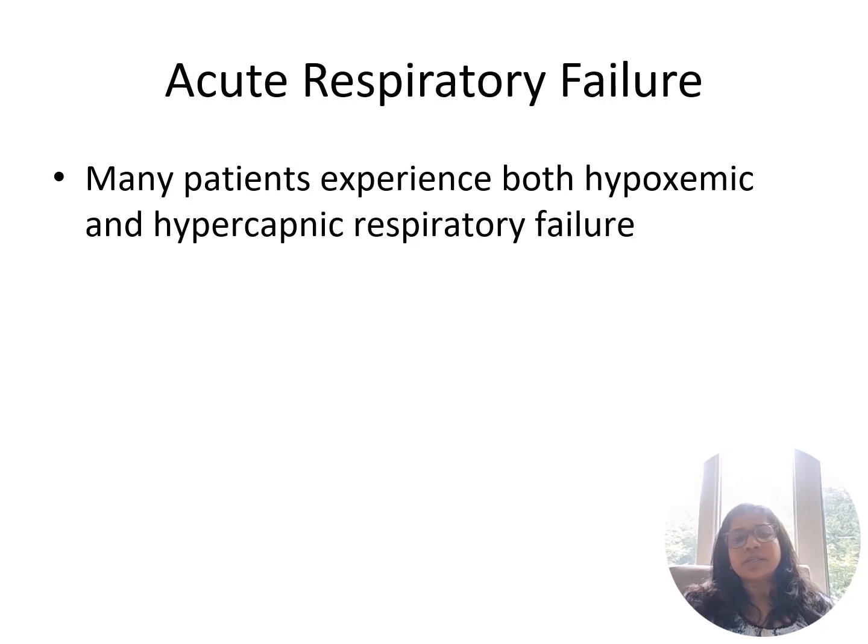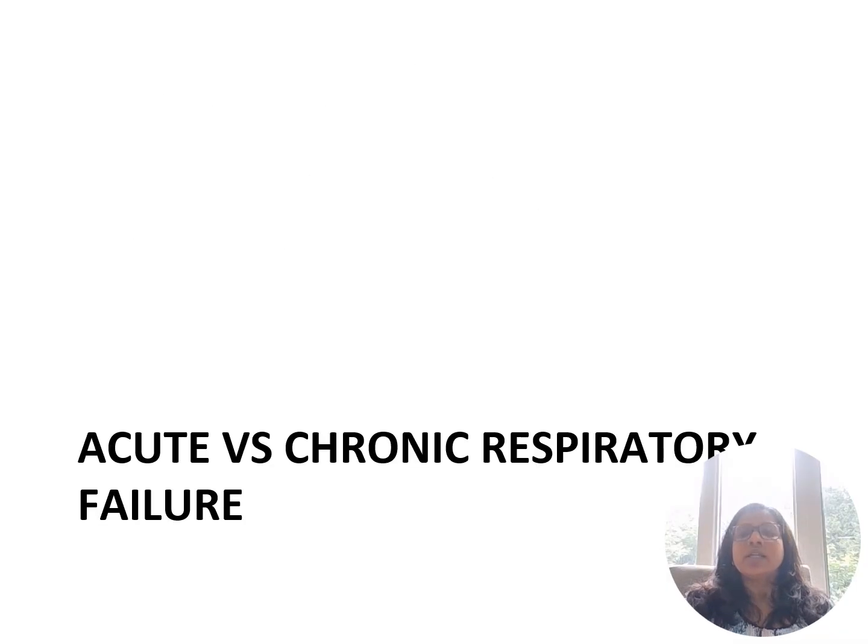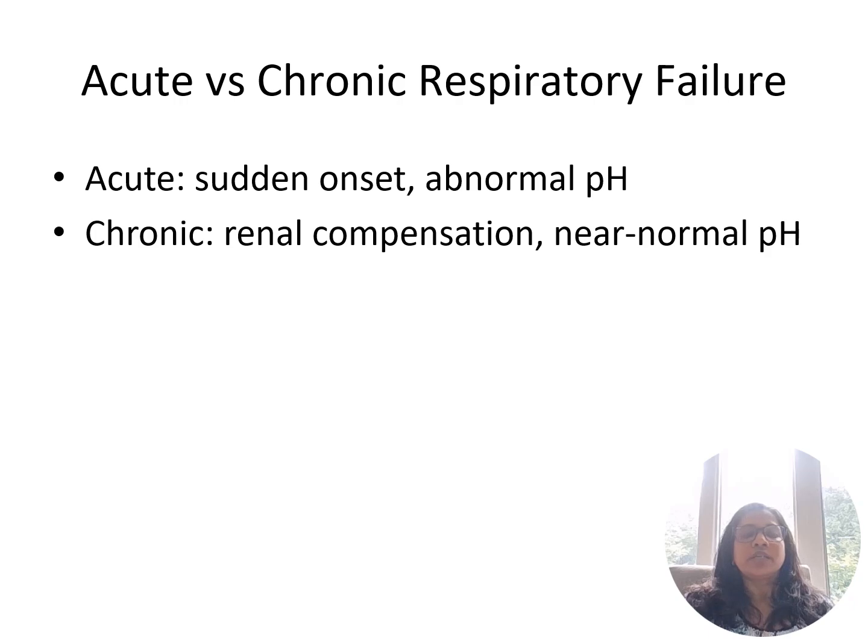Many patients experience both hypoxemic and hypercapnic failure, as I said before. Now let's look at the difference between acute and chronic respiratory failure. Acute, as the name indicates, is of sudden onset and the patient could really die pretty quickly. Chronic involves more renal compensation.